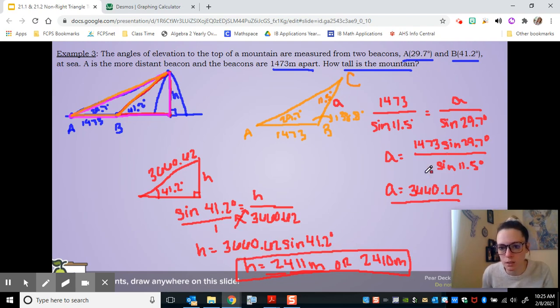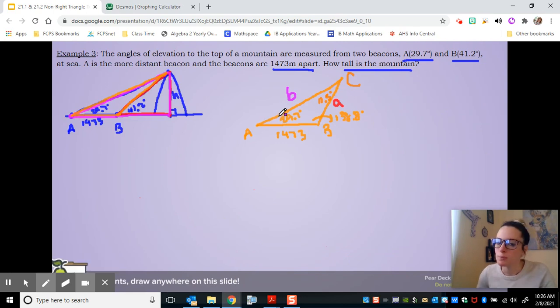I'm going to repeat all what's in red, but I'm going to try to find this side B instead, or this distance from A to C instead, to use that bigger pink triangle. All right, so option 2, looking for this longer distance from A to C, we're still going to need that angle C, so I left that in there. But now we're going to try to find this distance. I'm going to call it B, since it's opposite of angle B.